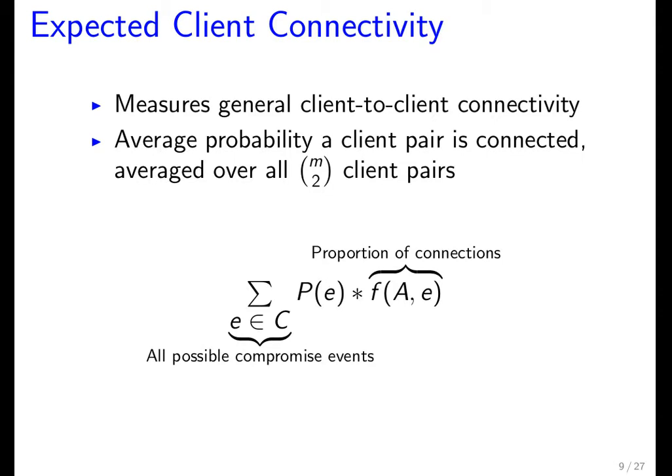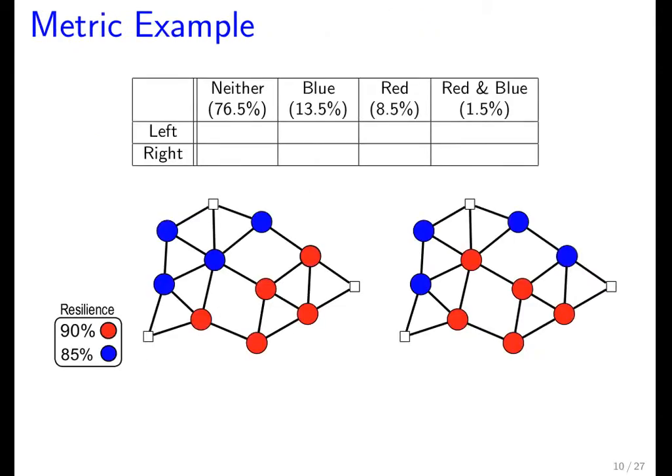We can compute this by looking at all possible compromise events, which is any set of variants that can be compromised together. And for each one, we take the probability of that compromise event happening, which you can find from the resilience values, and you multiply it by the proportion of connections, which is expressed here as this function f over an assignment A and a compromise event E. So with the assignment, you know which nodes are assigned which variants, and then E denotes which variants are compromised, so you remove those nodes and you find out which client pairs are still connected.